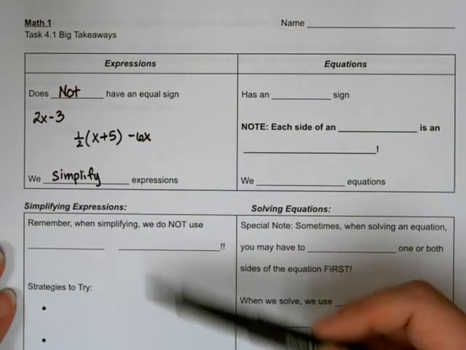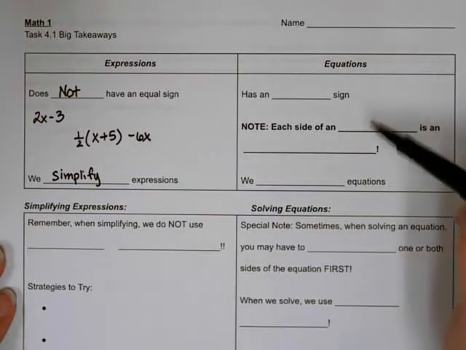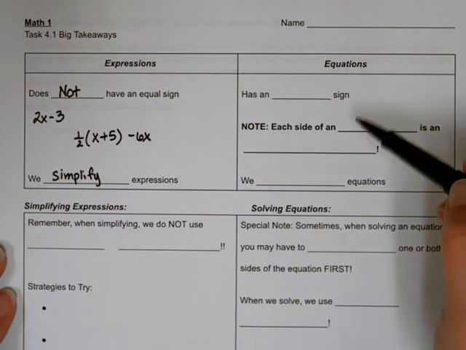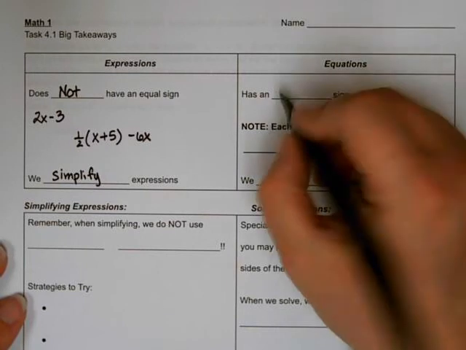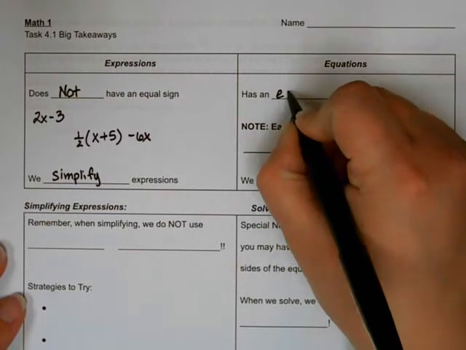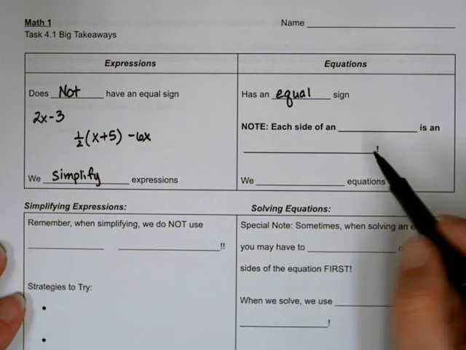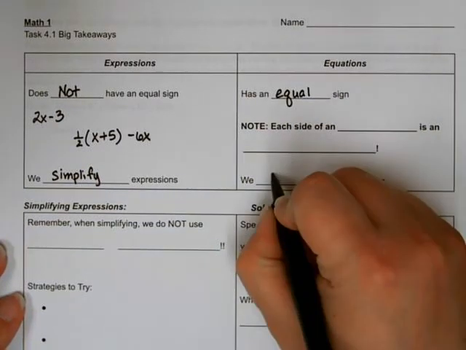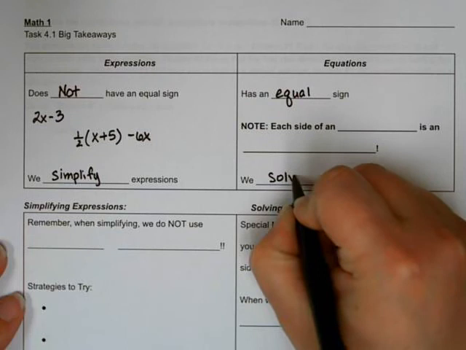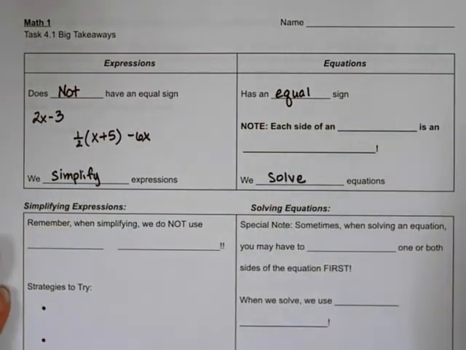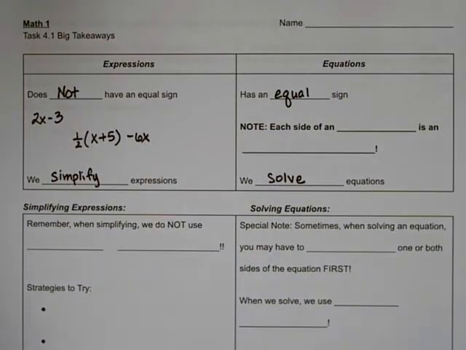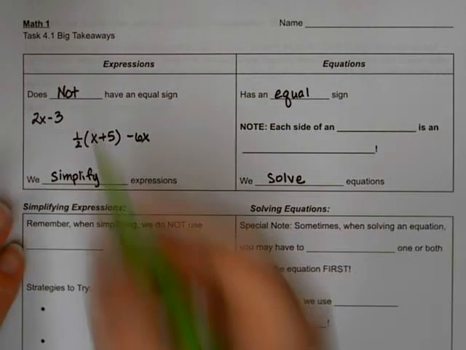Before we move on to strategies for simplifying, I want to talk about what an equation is then. So equations are the ones that do have an equal sign. When we have equations, we solve them. So these are really the two big ideas that we're focused on here.